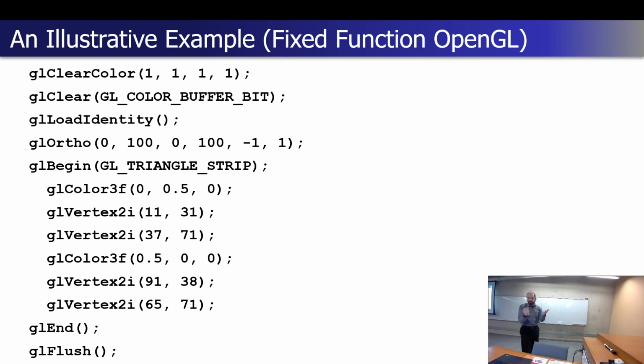And you can imagine for that reason why the API books are so large, because there are lots of permutations of that class of function that you'd want to be able to support. So we specify first the color, 3f, 3 floats, GL vertex 2i at 11, 31, GL vertex 2i at 37, 71, then GL color 3f of now a red vertex, followed by two more GL vertex 2i calls afterwards.